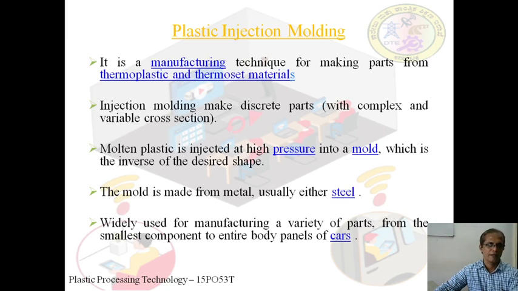How is it made? Plastic is melted and it is then injected into the mold, which gives the shape to the material. Molten plastic is injected at high pressure into the mold, which is the inverse shape of the product. The mold is made from metal, usually steel. This process is widely used for manufacture of a variety of products, from the smallest components to the entire body of cars. Big panels of cars, etc. can be manufactured.